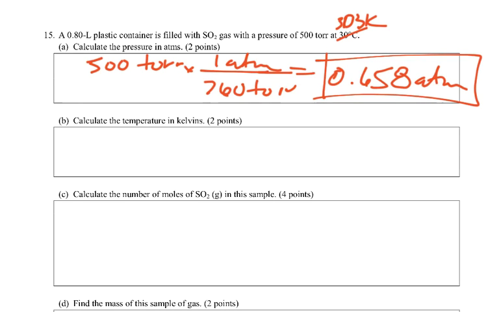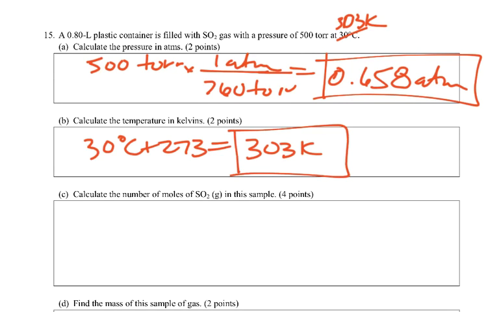My next thing here is calculate the temperature in Kelvin. Okay, that's easy. Oh, we just did. Okay, so just show our work here. 30 degrees Celsius plus 273 gives us 303 Kelvin. We just got 2 points. That's good.